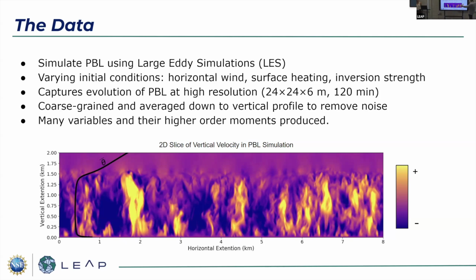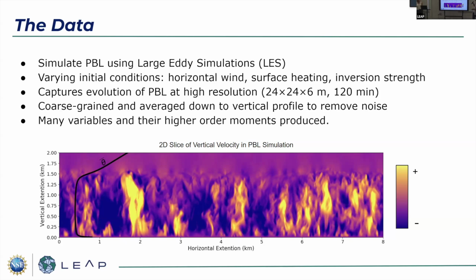Now, this is a really cool picture of what we're working with here, and it is a picture of vertical velocity. It's a two-dimensional slice of this simulation. These bright yellow spots are upward, positive vertical velocity, and these dark blue spots are negative, so downward vertical velocity. But we can't capture all of this information, and it's far too noisy and diverse for the methods that we're going to use.